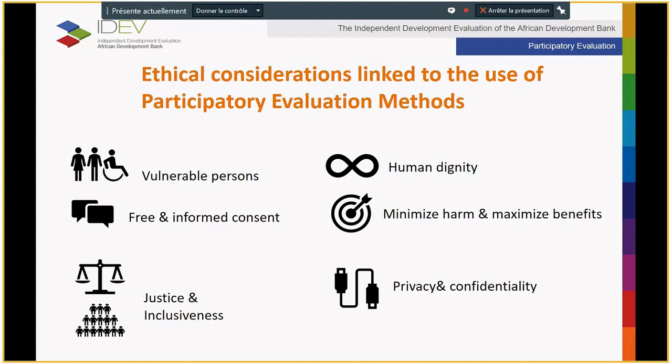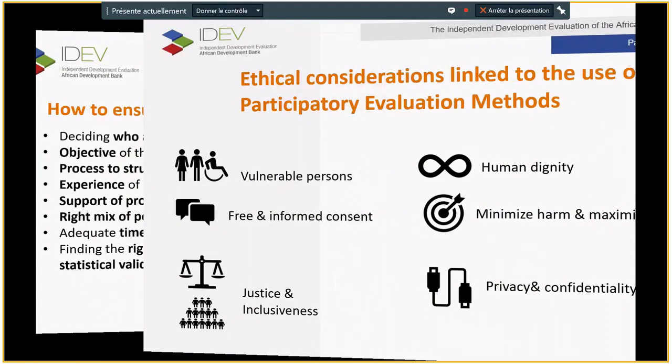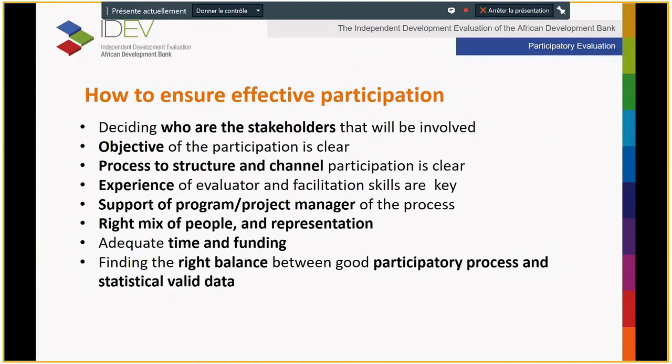Human dignity is also important to respect in evaluation. We need to demonstrate this by principally taking the views of the people around the table into consideration. And in this way, they will be really more open to sharing their knowledge with us. Thank you, Latefa. So, how to ensure effective participation?